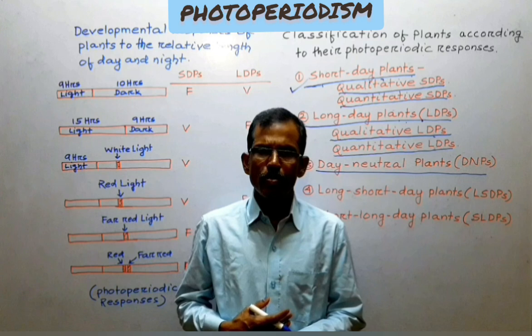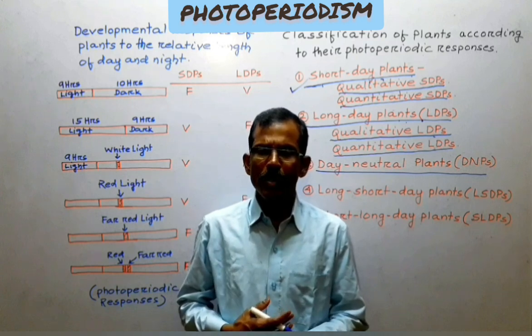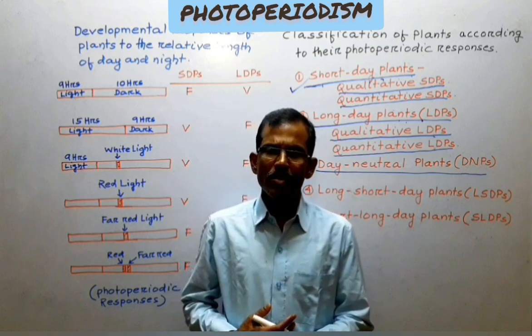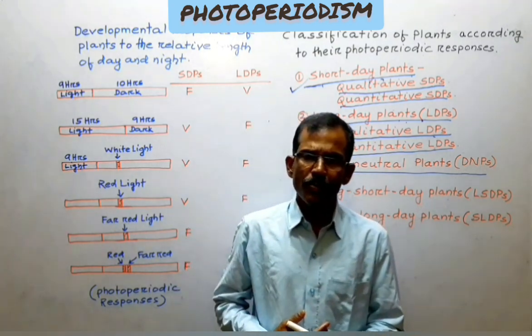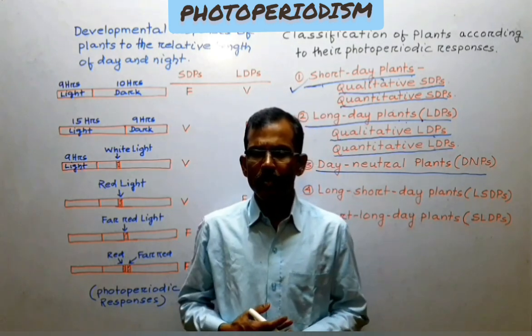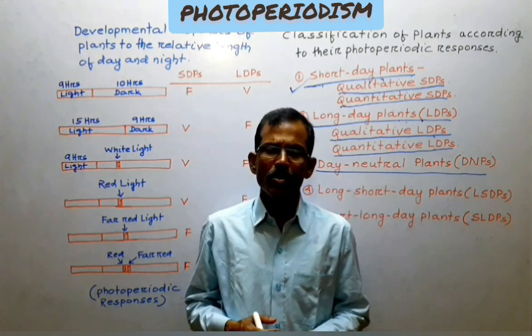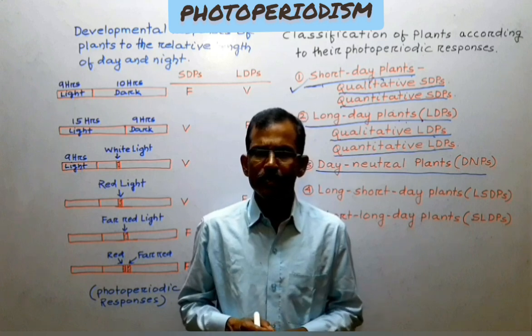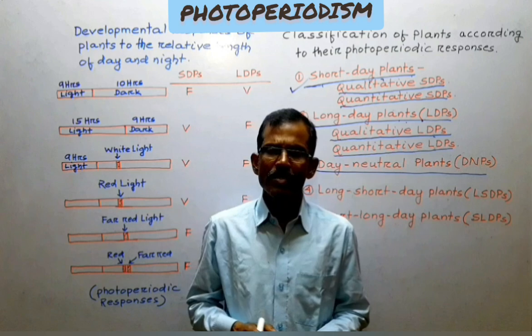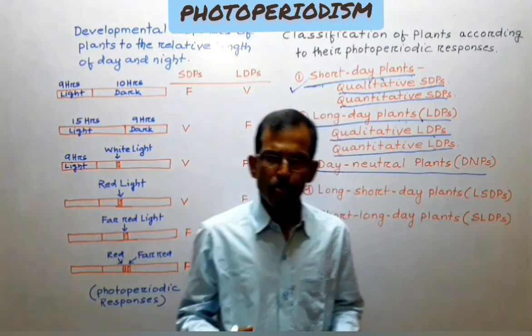The term photoperiod refers to the period of time each day during which an organism receives illumination. This is the day length. The terms photoperiod and photoperiodism were introduced by Garner and Allard. On the basis of photoperiodic requirements, they classified plants into different photoperiodic groups.